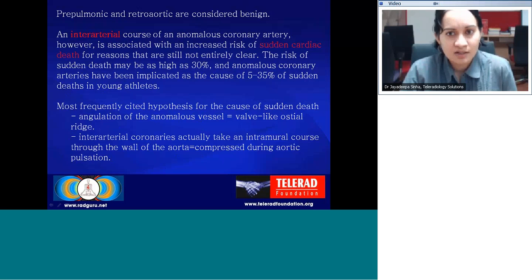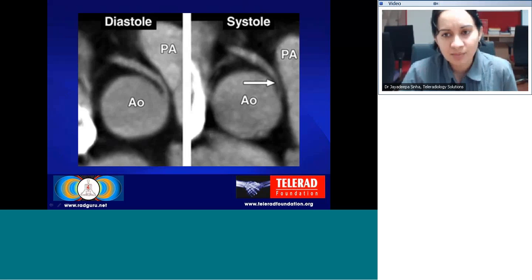The exact reasons are not very clear, but the most frequently cited hypothesis is that there can be angulation of the anomalous vessel, which results in a valve-like ostial ridge, or interarterial coronaries can have an intramural course through the wall of the aorta. So this can get compressed during the aortic pulsation and cause sudden death. It's typically described in young athletes.